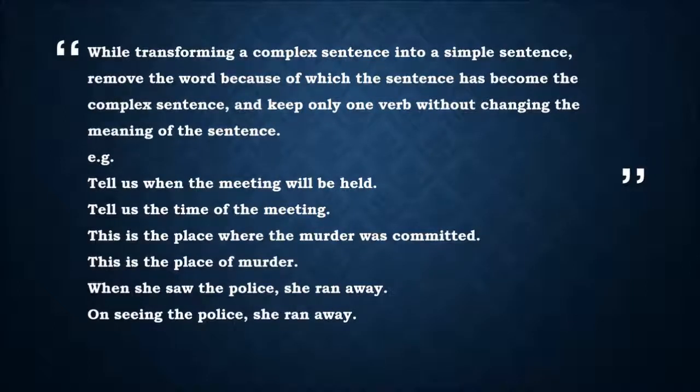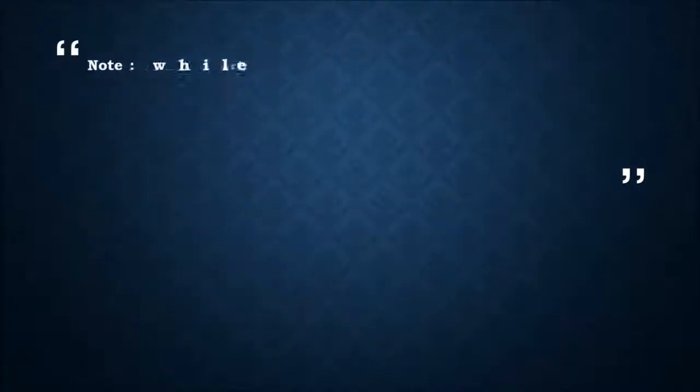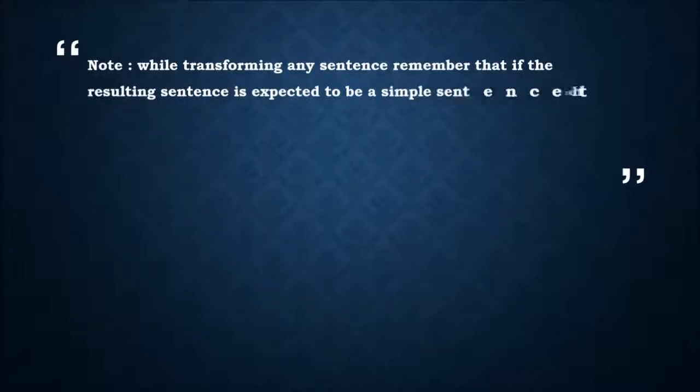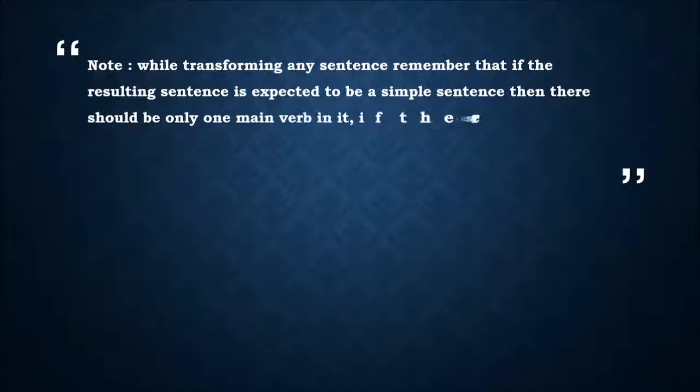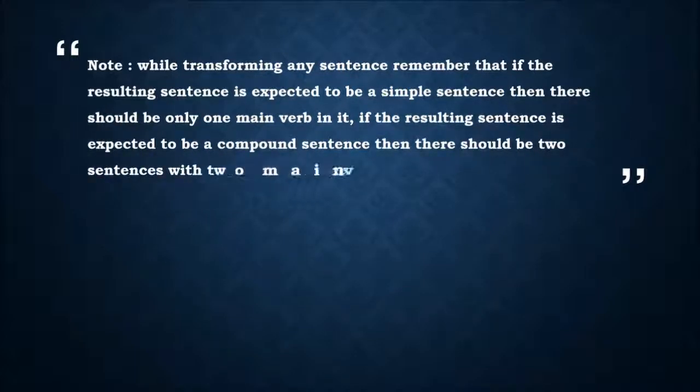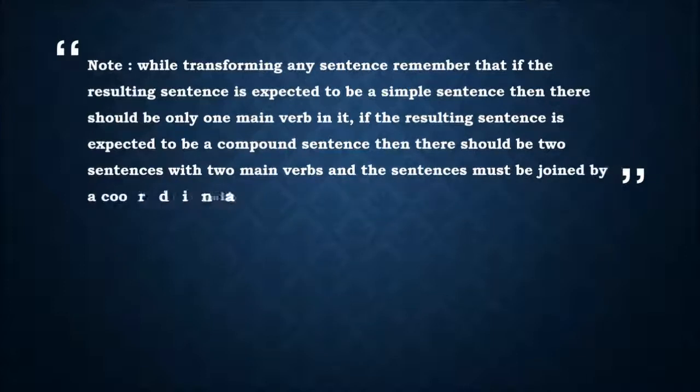Note: while transforming any sentence, remember that if the resulting sentence is expected to be a simple sentence, then there should be only one main verb in it. If the resulting sentence is expected to be a compound sentence, then there should be two sentences with two main verbs and the sentences must be joined by a coordinating conjunction. And if the resulting sentence is expected to be a complex sentence, then there should be two sentences with two main verbs and the sentences must be joined by a subordinating conjunction.